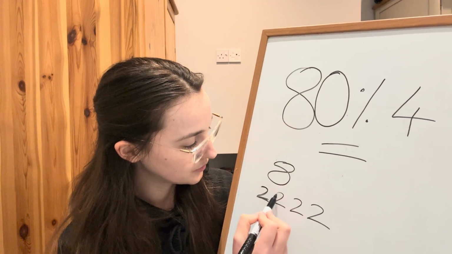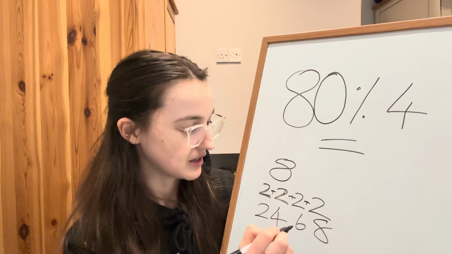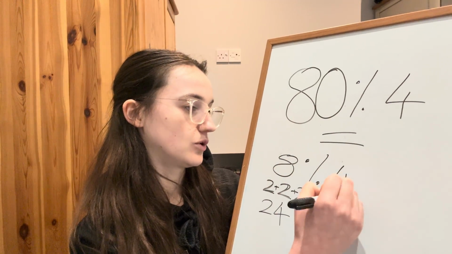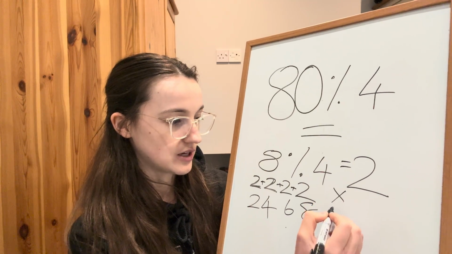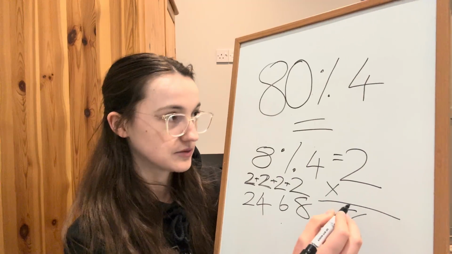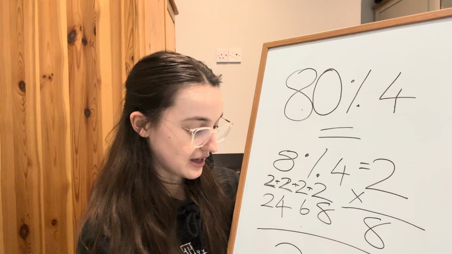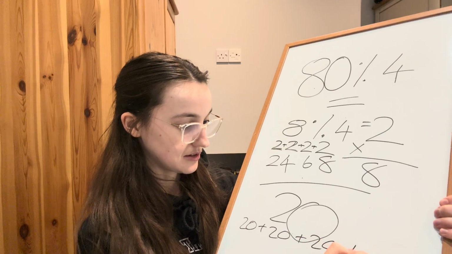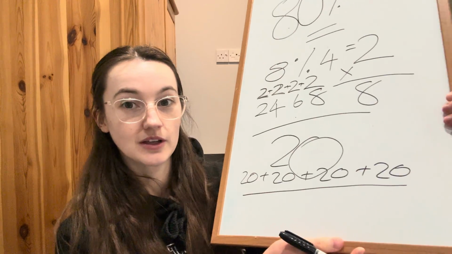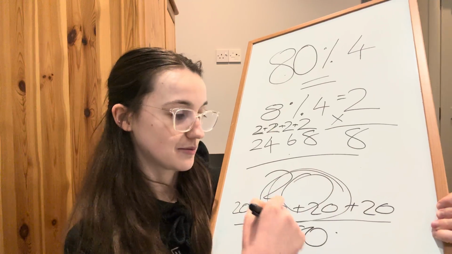So we've got 2 plus 2 plus 2 plus 2. That's 2, 4, 6, 8. So 8 divided by 4 is 2. And also 4 times 2 is 8. So 80 divided by 4 will be 20. So you just add the 0. So you could do 20 plus 20 plus 20 plus 20. Okay? And that would give you 20, 40, 60, 80. So the answer is 20. Alright. I hope that wasn't too confusing for you.